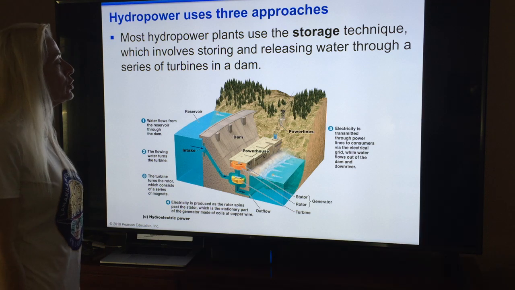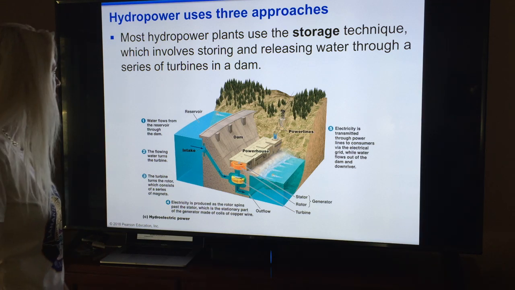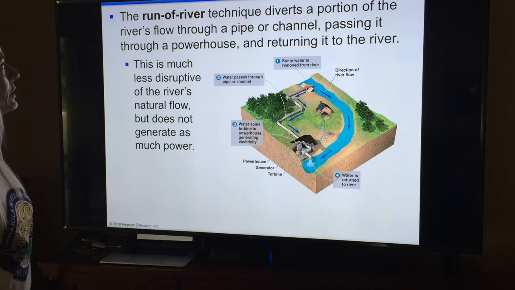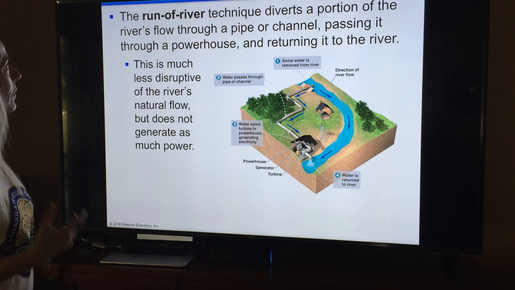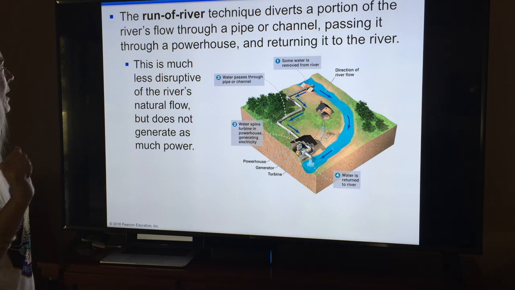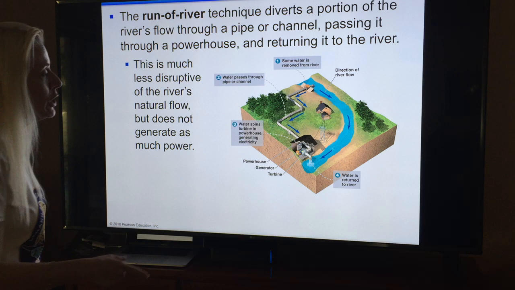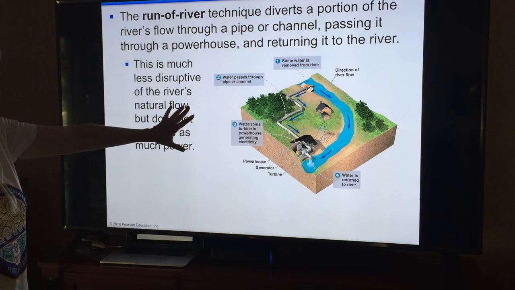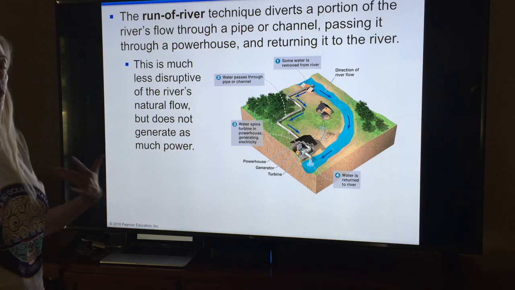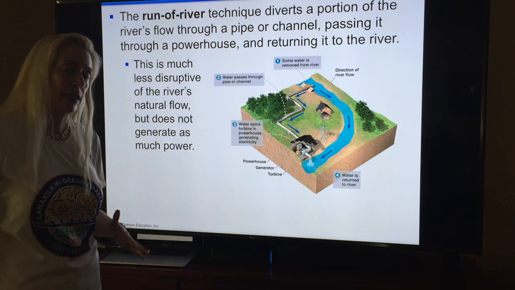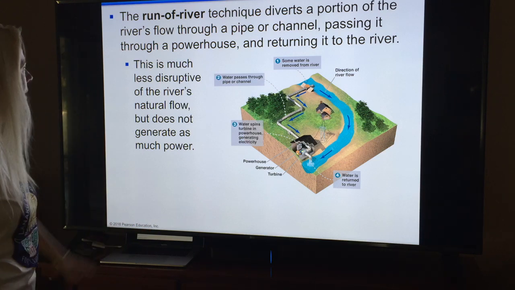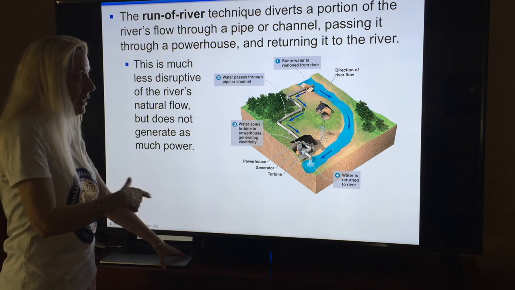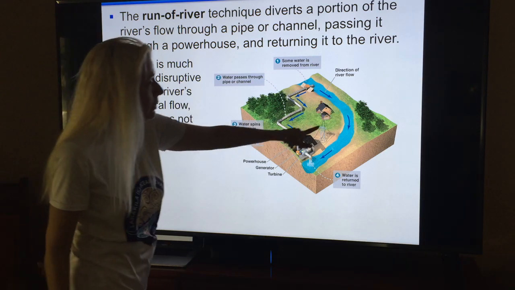Most hydropower plants use storage techniques, which involve storing and releasing water through a series of turbines and a dam. And here we have them. The run-of-the-river technique diverts a portion of the river's flow through a pipe or channel, passing it through a powerhouse and returning it to the river. So this one, they're just taking a portion of it. They have that with Niagara Falls, which is kind of weird. If you go and look at it, it's only a third of the water. The rest gets diverted into their hydroelectric plant. So this one is much less disruptive, and you can see it can be done on a small scale. It certainly looks small scale here in the picture. Look, it's only one little house.